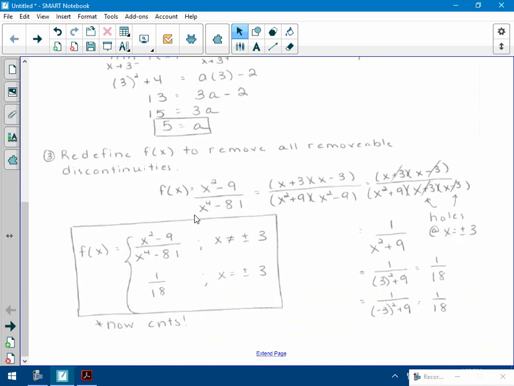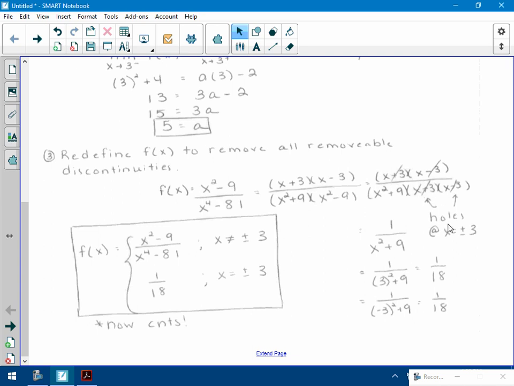And the last one is a question we ended with yesterday. Redefine f of x to remove all removable discontinuities. So here's my original equation. f of x equals x squared minus 9 over x to the 4th minus 81. So remember, in order to find removable discontinuities, first you've got to factor. x plus 3 times x minus 3 for the top. This is x squared plus 9, x squared minus 9 on the bottom. Not quite done. This is difference of squares again. x plus 3, x minus 3.